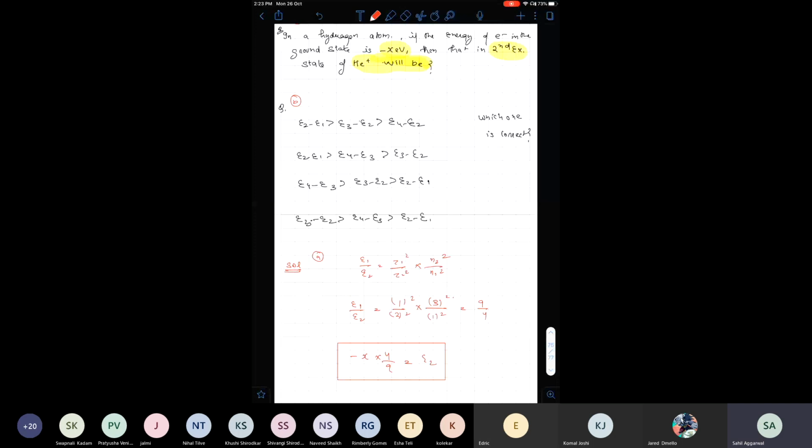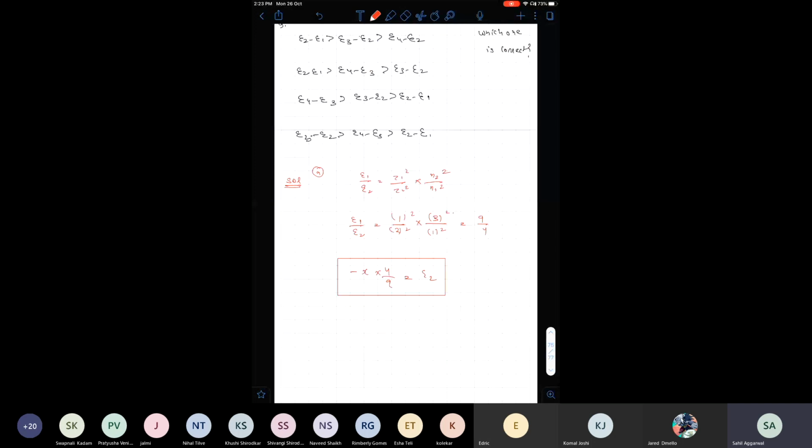Any problem to anyone in the previous question? Okay, Jared is saying A for this question. Pooja, Deepika, Pratyusha are saying C for this question. Let's see. Do we know what is E1?